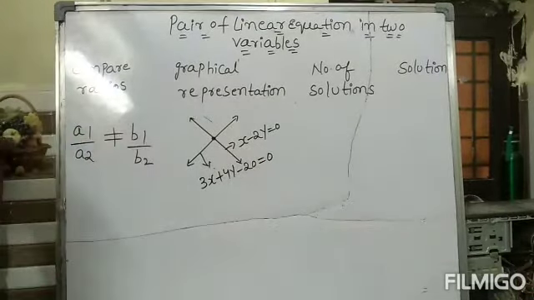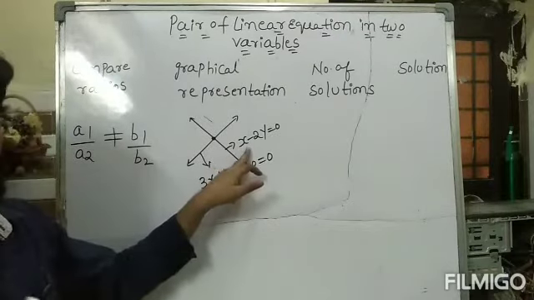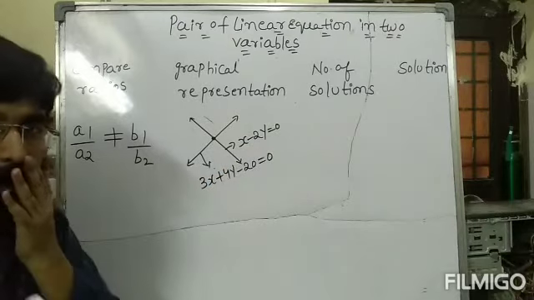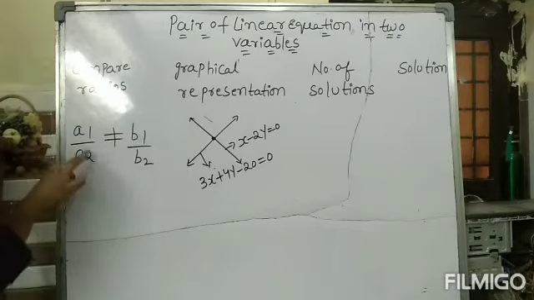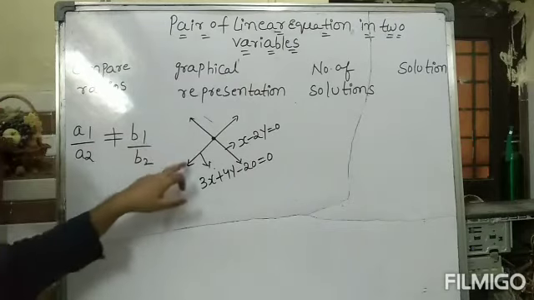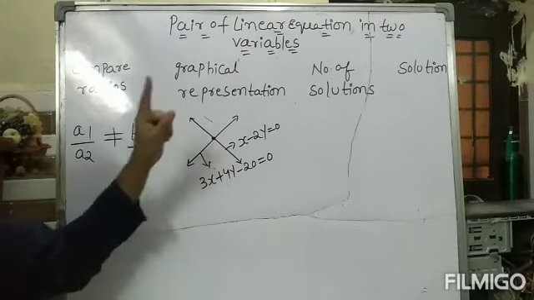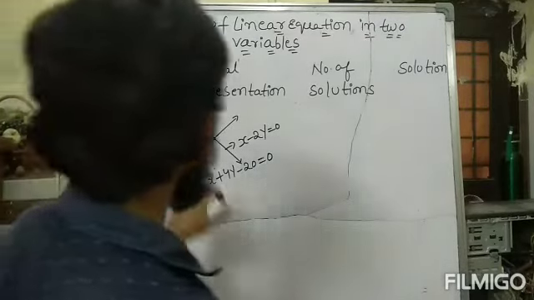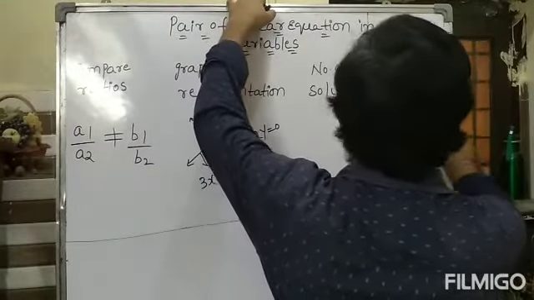Okay, if you plot on the graph, by taking x equals 1, 2, 3, we will get the y values. If you plot on the graph, then when A1 by A2 is not equal to B1 by B2, the condition will be intersection. These two lines meet at one point. So that is the graphical representation.